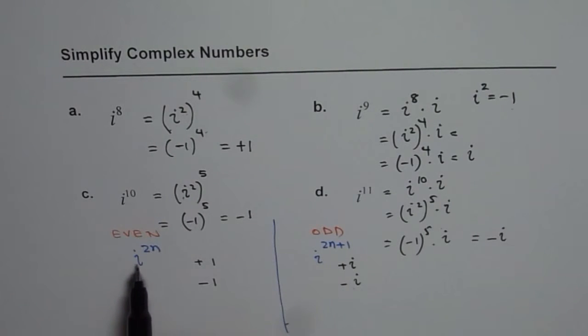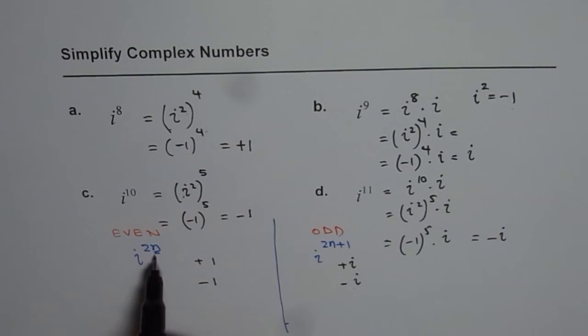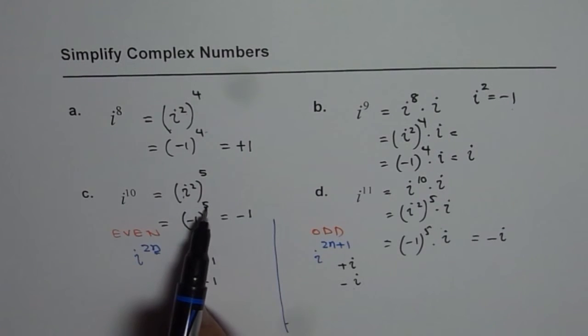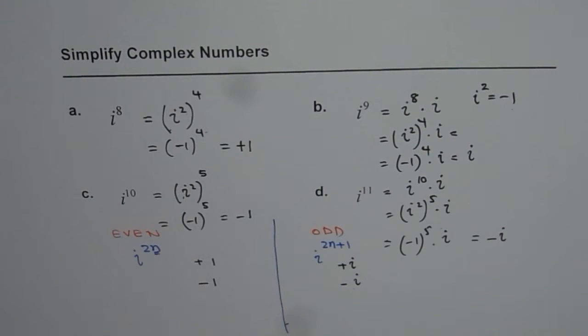Now if i is to the power of 2n and if this value of n is even, then plus 1. If n is odd, like here 5, then minus 1. So that answer stands for both. Do you understand? So if this n is even, then you get plus i, and if this n is odd, you get minus i.